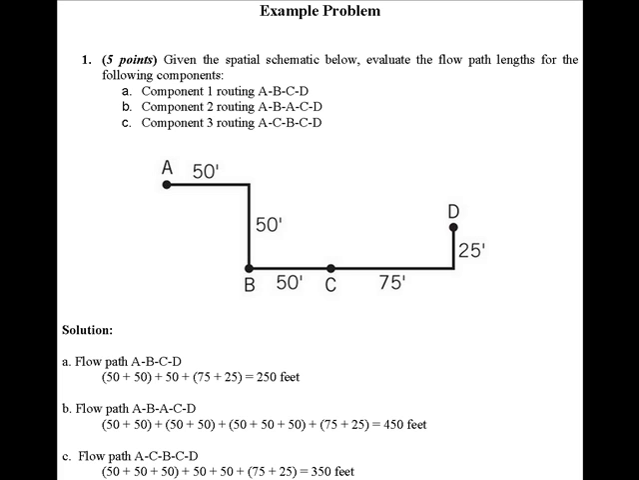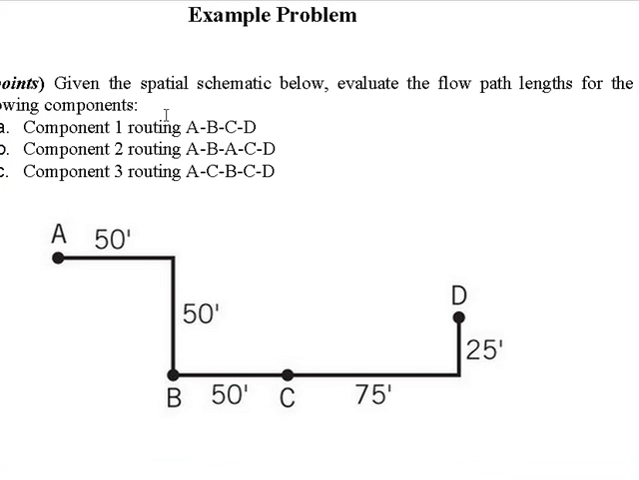Hi students, today I am going to explain a problem that is based on chapter 3 of your textbook. So let's first read the problem. It says, given the spatial schematic below, evaluate the flow path lengths for the following components.